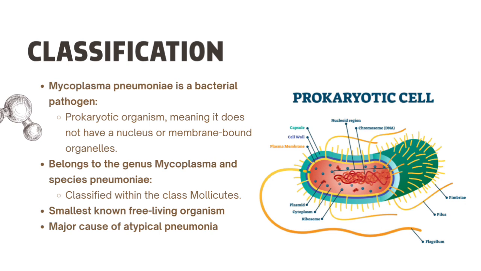One of the most important characteristics of this organism is that it is the smallest known free-living organism, with a very small genome and limited metabolic capabilities. It is a major cause of atypical pneumonia, also known as walking pneumonia, because patients may initially have mild symptoms and continue daily activities.